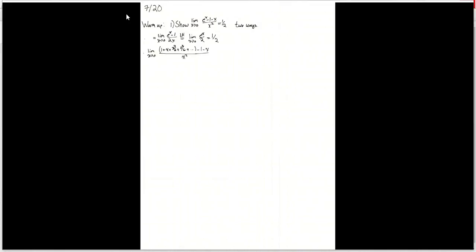x squared. Now notice here that we've got this 1, and then we're subtracting this 1 later on. And then we've got this x term in here, and then we're subtracting an x. So these terms are going to be canceling. So we're left with something that behaves like x squared over 2 plus x cubed over 6, and then so on, and this is all over x squared.